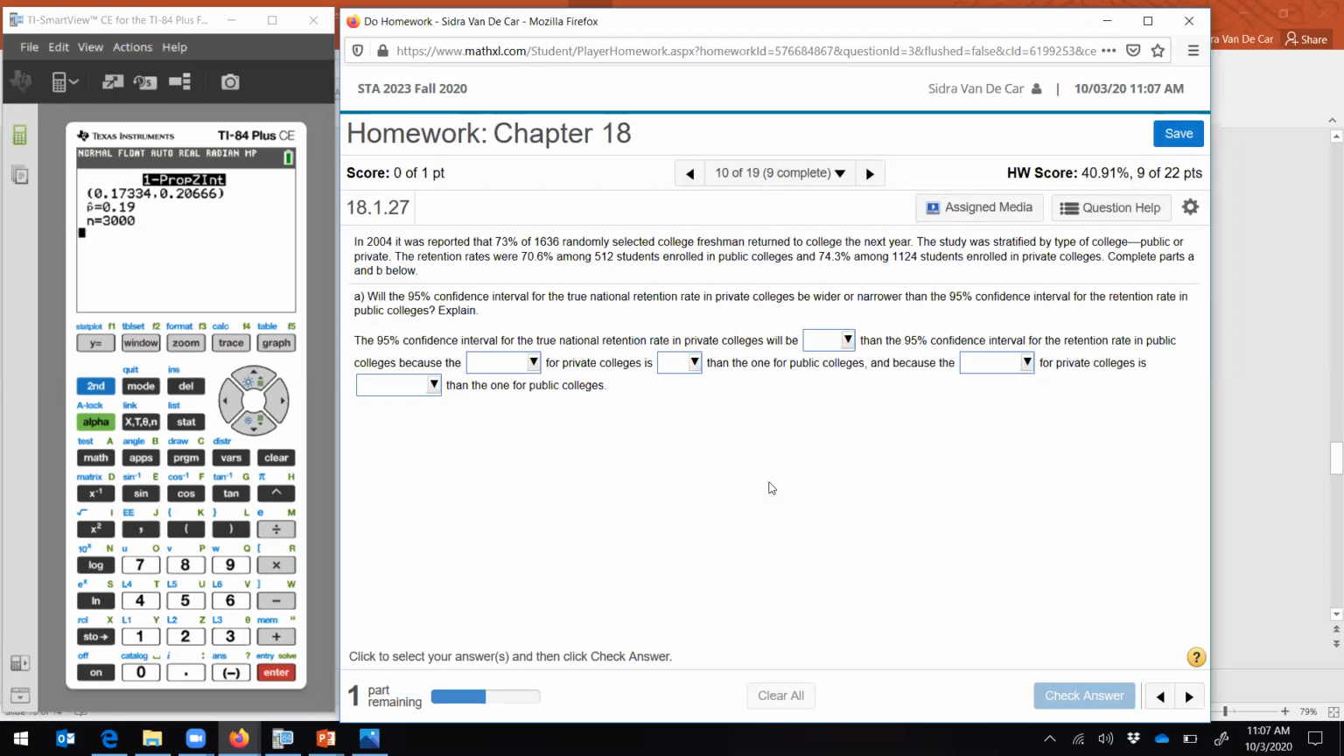In 2004, it was reported that 73% of 1,636 randomly selected college freshmen returned to college next year. The study was stratified by type of college, public or private. The retention rates were 70.6 among 512 in public, 74.3 in private. Will the 95% confidence interval for the true national retention rate in private colleges be wider or narrower than public?